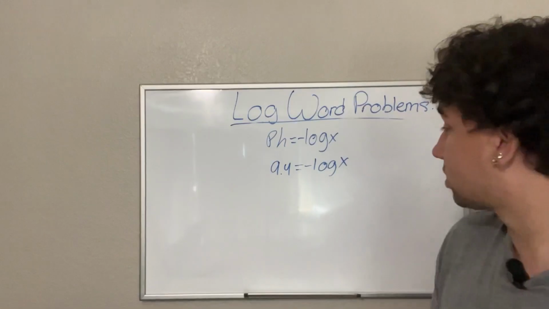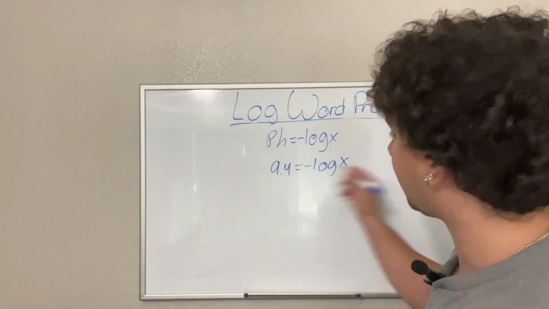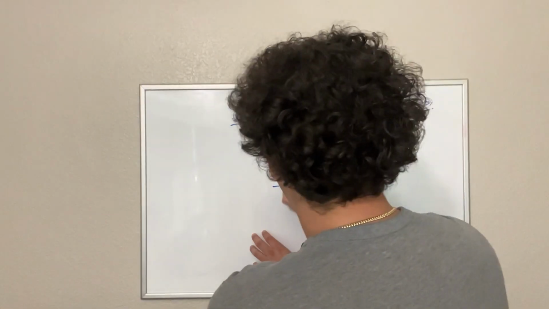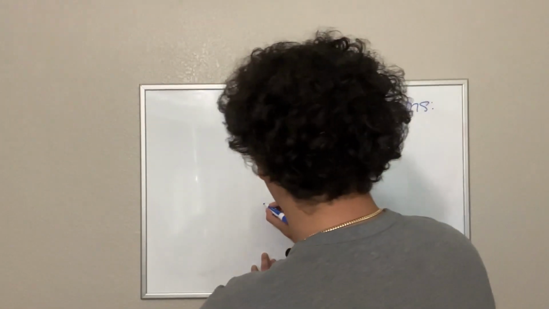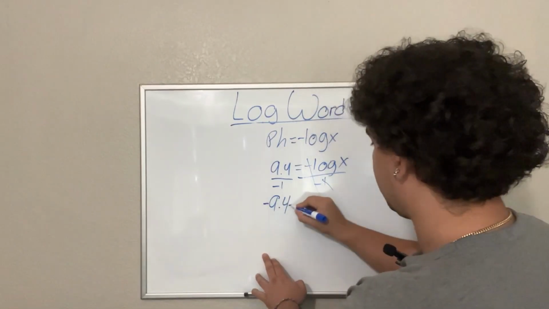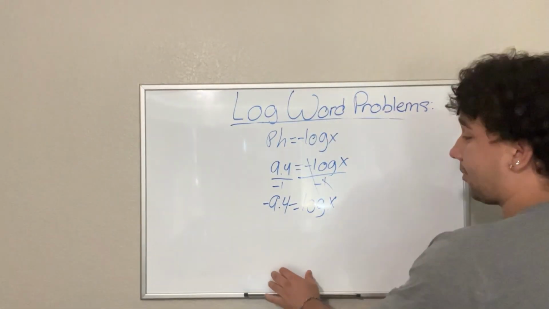And then from here, I'm just going to solve. I know that this is negative. That means there's a negative 1 in front. So if I divide everything by negative 1, that gets rid of this negative here. So I get negative 9.4 equals log of x, just like that.